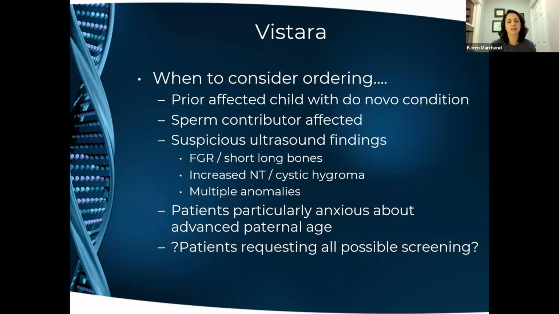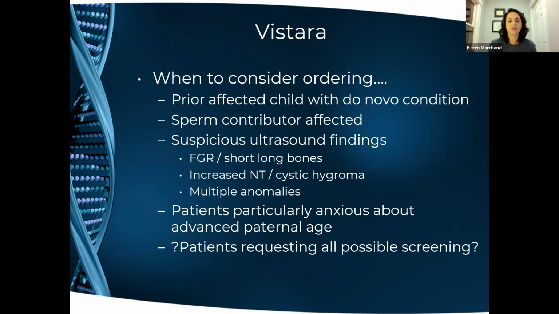Suspicious ultrasound findings, so not every ultrasound finding, but those that would raise suspicion for one of the conditions that's included. Primarily we're using this for fetal growth restriction with short long bones, particularly in the third trimester, which could represent achondroplasia. Increased nuchal translucency or cystic hygroma, which raises suspicion for Noonan syndrome spectrum disorders, and some cases where there are multiple anomalies.